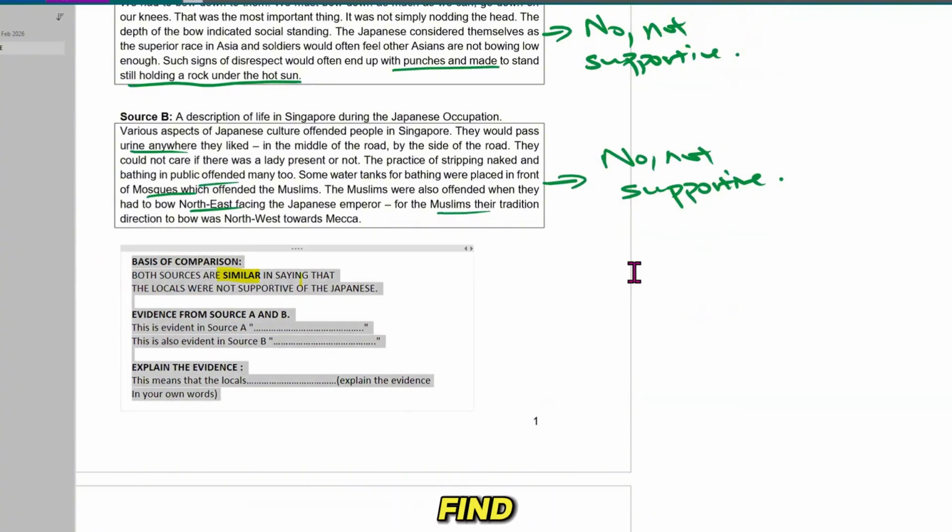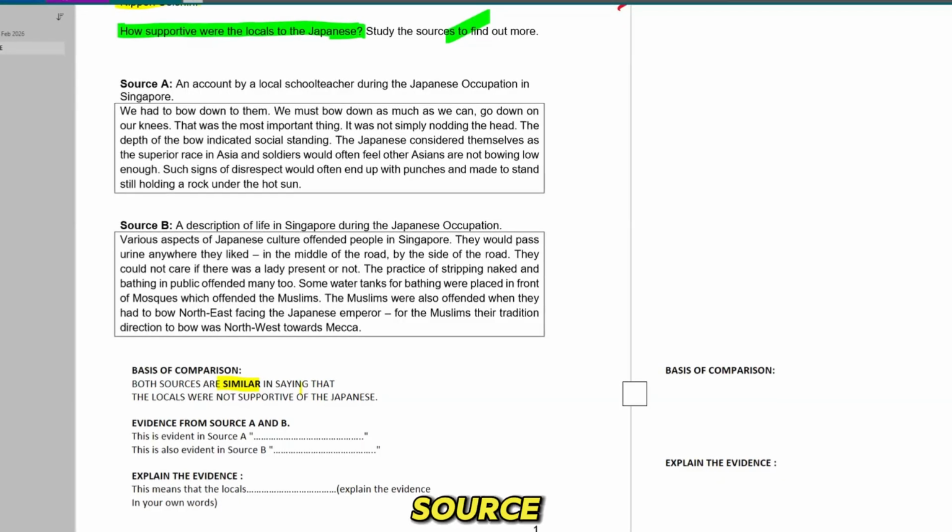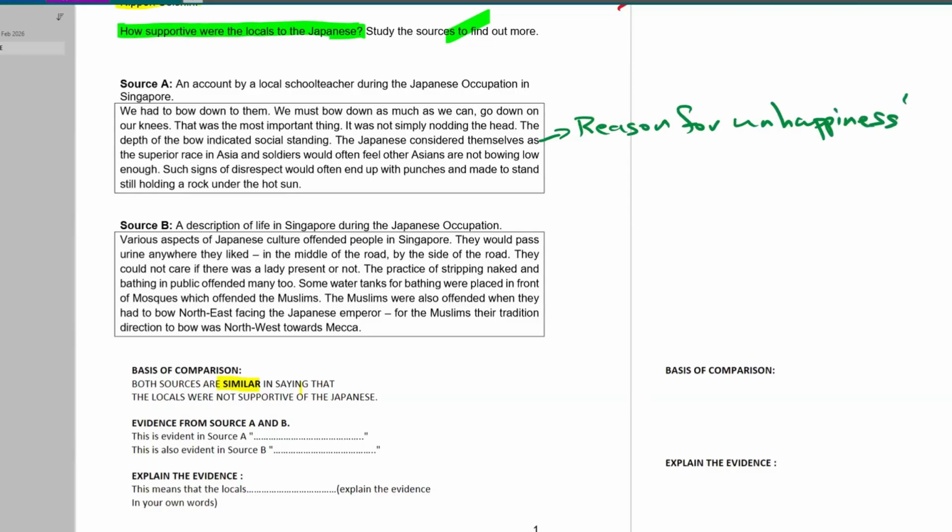Let's try to find out a difference now. What is the reason why the people are unhappy in source A? What is the reason for unhappiness? Source A says the people are unhappy with the Japanese, but why? What is the reason? Kendra, are you there? Kendra, switch on your camera. Students, send me a Zoom chat message.